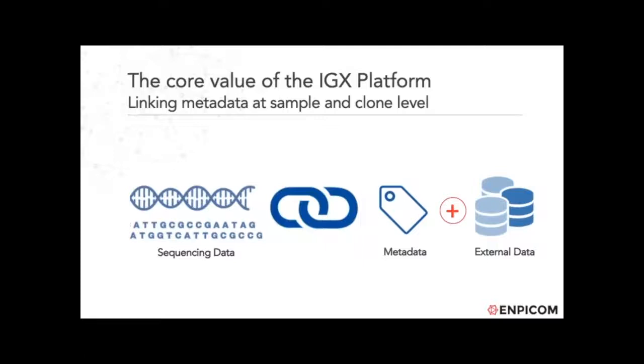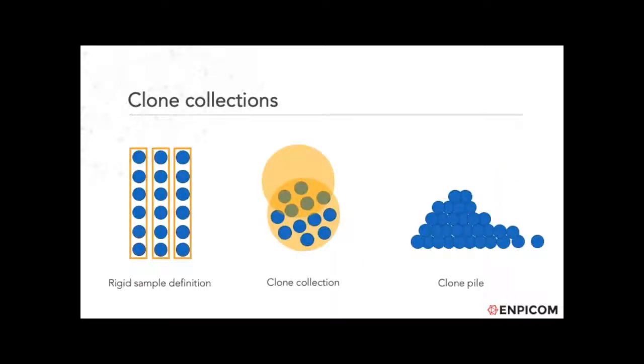And to do so, we thought, okay, the first principle is how we're going to group clones together. On one end of the spectrum, we have a rigid sample definition in which we just have a series of samples, sample 1, sample 2, and each sample contains a number of clones. On the complete opposite side of the spectrum, we have a pile of clones on which we basically remove the idea of samples that we could search through.